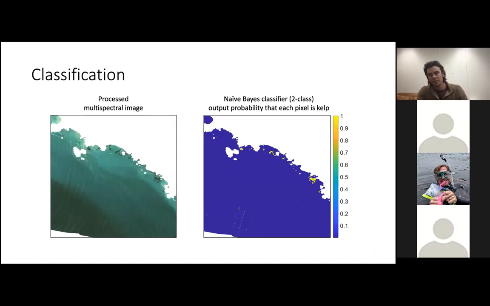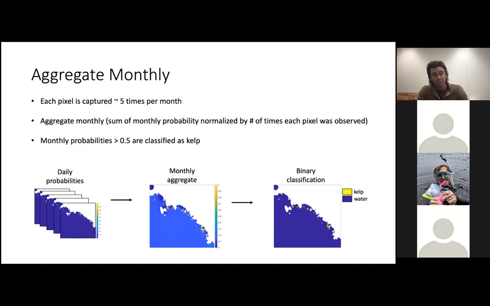So for example, the figure on the right does a pretty good job of picking up kelp, but you can see some of the misclassifications in the open ocean. So we can take daily probabilities and then aggregate them into monthly probabilities to get a monthly time series. And that's what we've done so far. We're getting about 5 images per month, aggregating those daily probabilities to monthly probabilities, which filters out a lot of that noise, and then use a probability threshold on the monthly aggregate to get our binary classification. Again, now that we have daily data, we could probably do this on a weekly level.